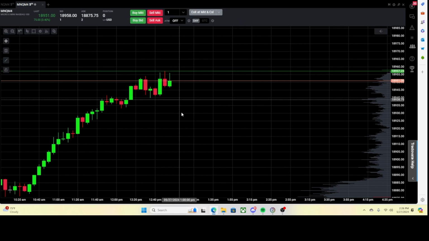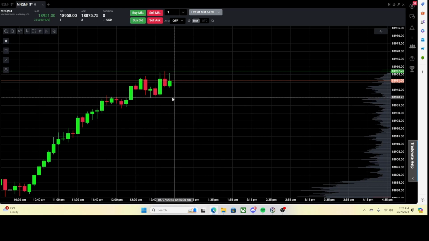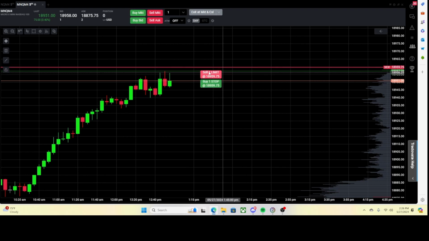If you didn't want to press these at all, though, if you want to set limit orders, you can go down here, say I want to buy in when price reaches here. You can just click it with your mouse, and then you can hit buy one, or sell one if you're trying to sell.